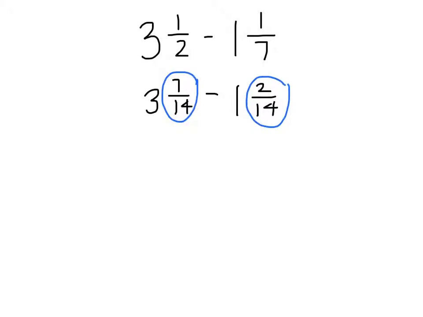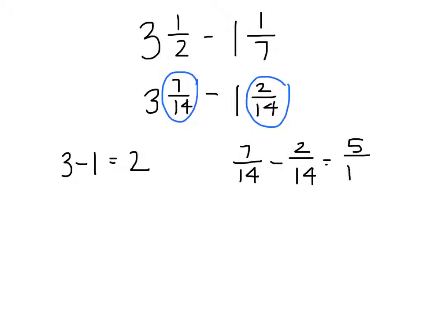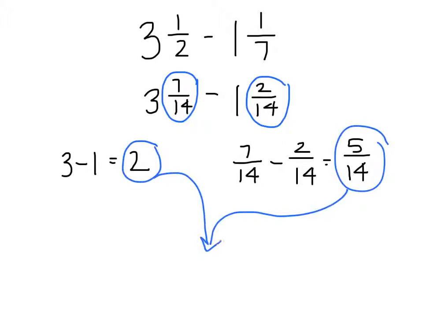So here I can change them to improper fractions if I want, but that's just going to make more work for me later. So I'm going to stick to subtracting the whole number parts, which is the 3 minus 1, which is 2. Subtracting the fraction parts, 7/14 minus 2/14 is 5/14. And then we take those two parts and we put them back together again. Of course, that is 2 and 5/14.